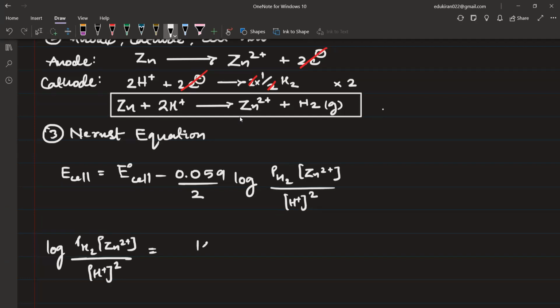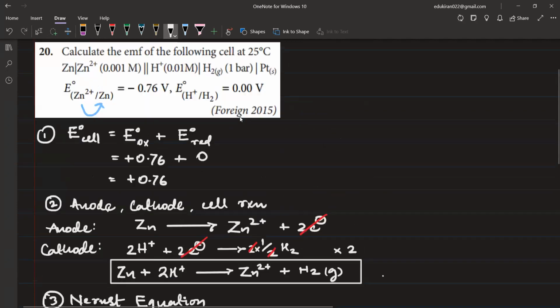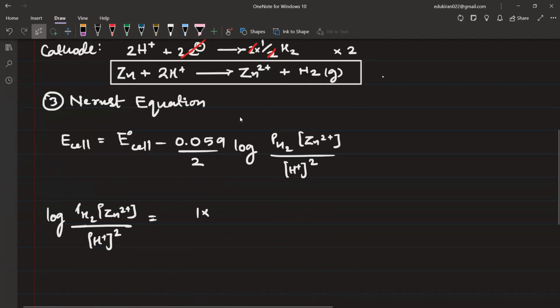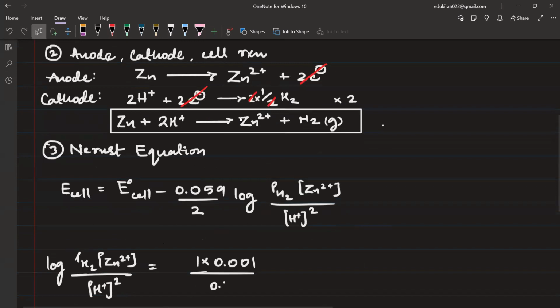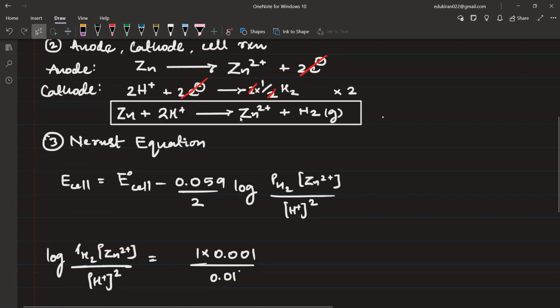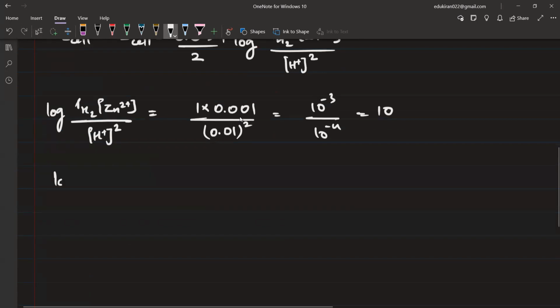Log of pressure of H2 into Zn2+ divided by concentration of H plus squared will give me 1 into concentration of zinc, which is 0.001, divided by H plus concentration, 0.01 squared. So this is 10 to the power minus 3 divided by 10 to the power minus 4. This will give me 10. So we have to calculate the value of log 10. Log 10 is equal to 1.